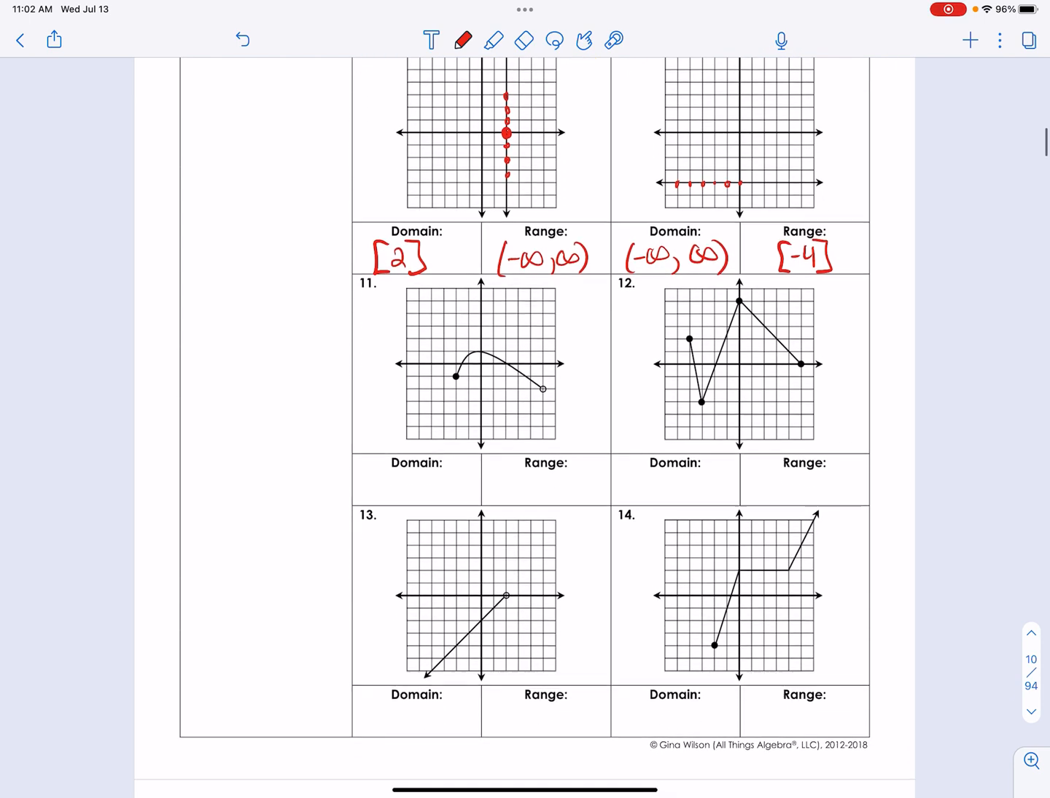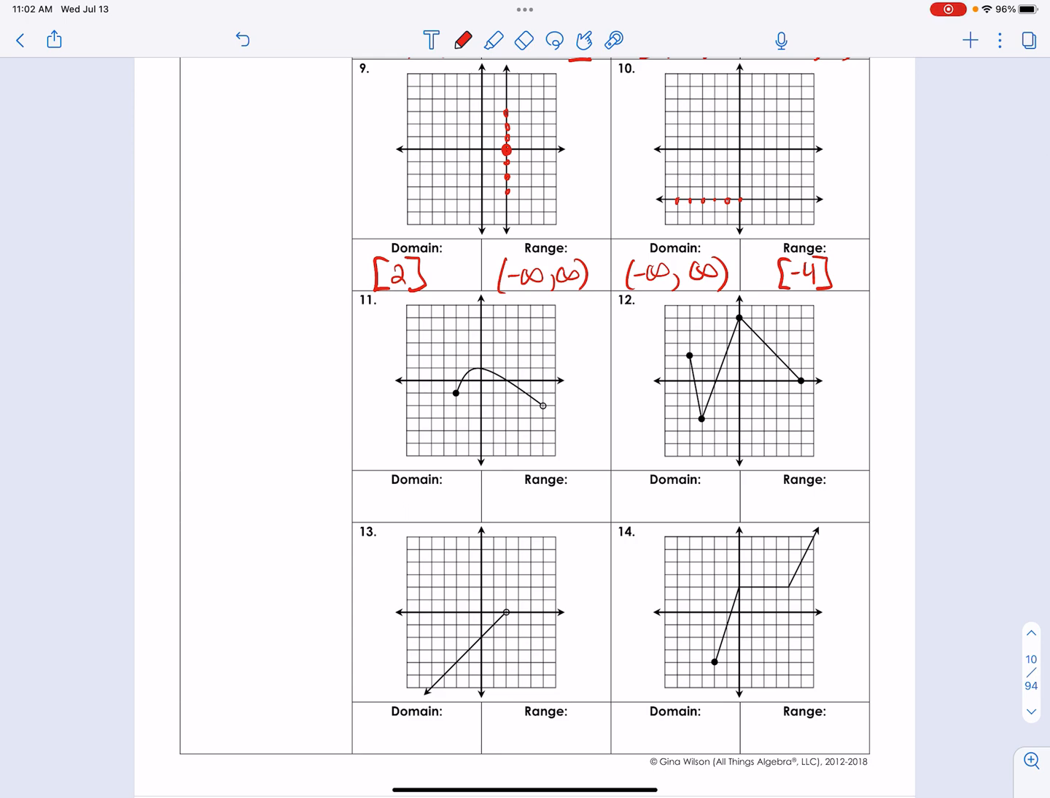Okay. Now, the next two I would like to work. Okay, this gets tricky. This exists right here, at -2, so my domain starts at -2. And then it's going over here to this one, which is 1, 2, 3, 4, 5. But if you notice, it's an open circle, so you have to put a parentheses there because it doesn't actually hit. So my domain is -2 to +5.